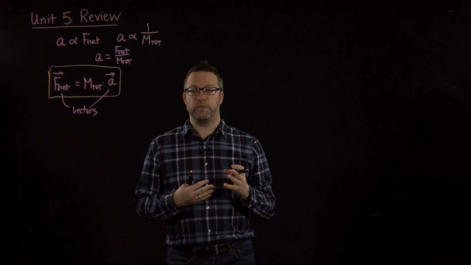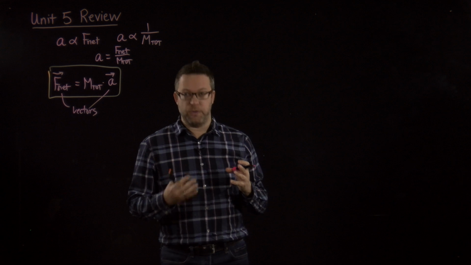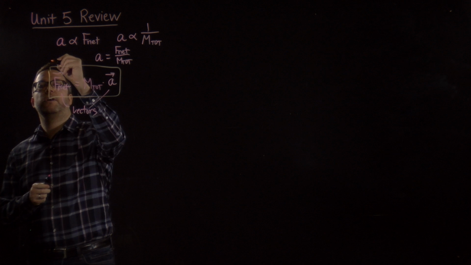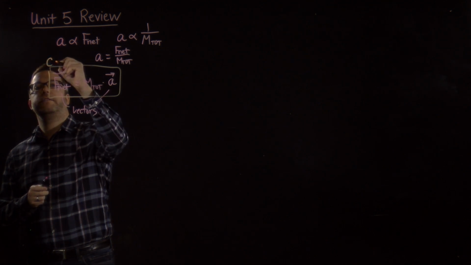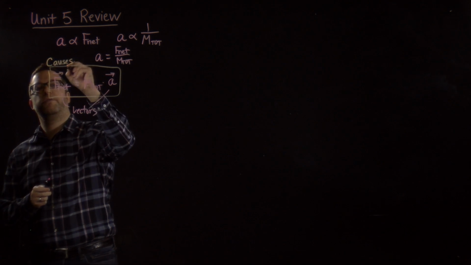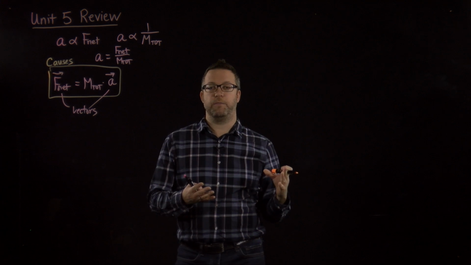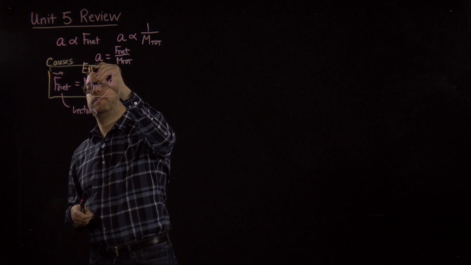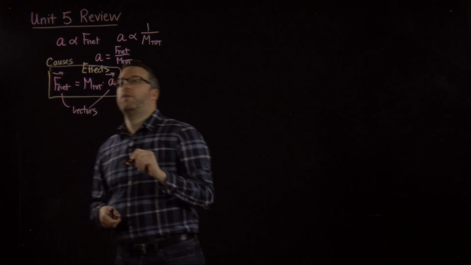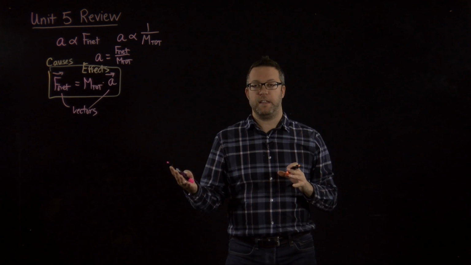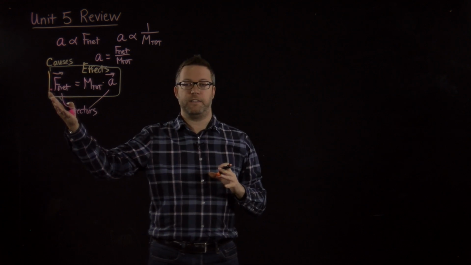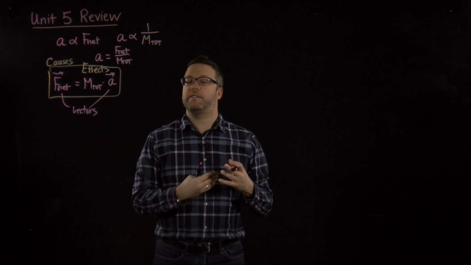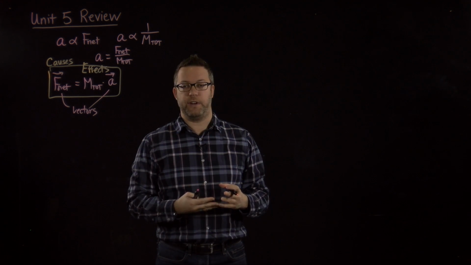So that's very important. We also want to keep in mind that this equation is really telling us about the causes of motion, the forces that are making things move, versus the effects of those forces. So the left side of F net equals ma are all the causes, the things that make things move or not, and the right side are the effects, or the acceleration.